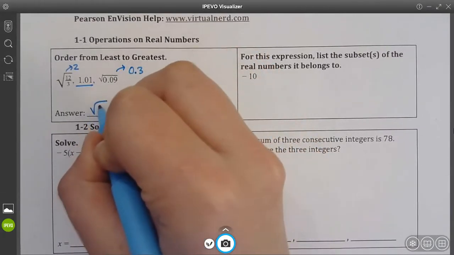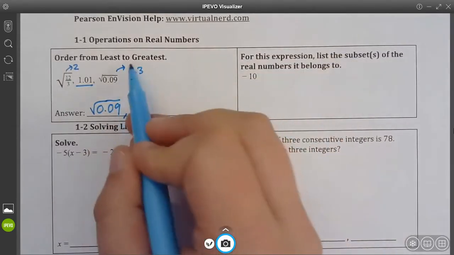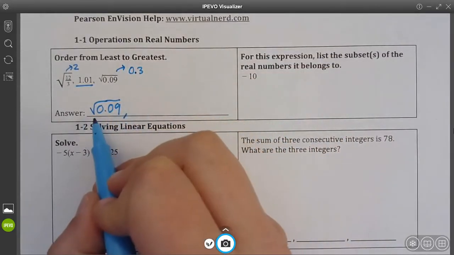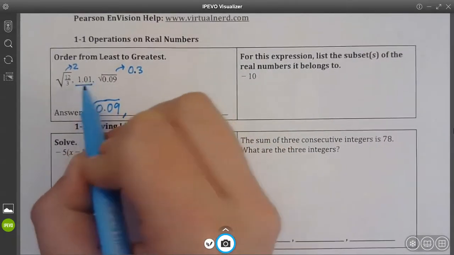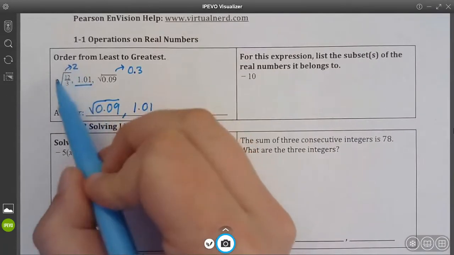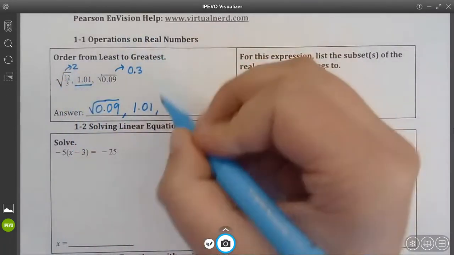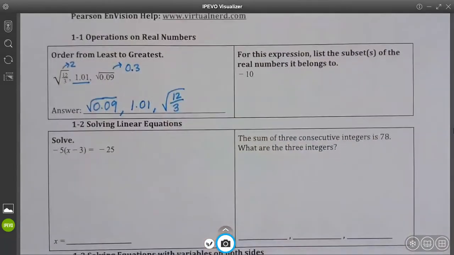I'm going to write my answer in the original form of the problem. So 0.3 was the smallest, but I'm going to take it as radical 0.09. This 1.01 is in the middle. And then last but not least, the largest number was 2, but I'm going to write it in the way that the problem was expressed to us. So the radical 12 divided by 3 goes next.